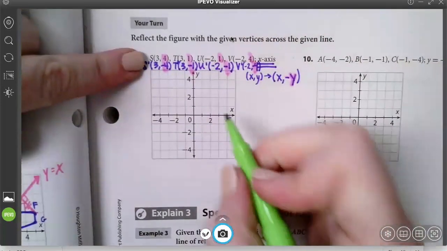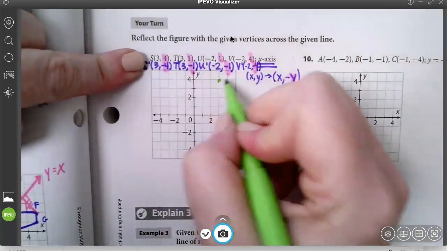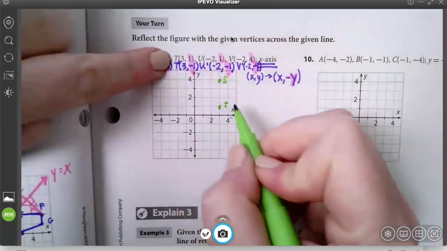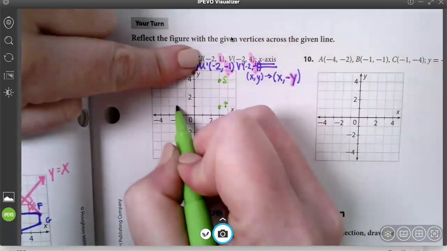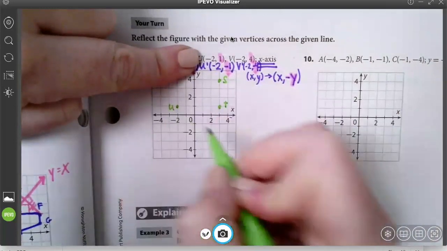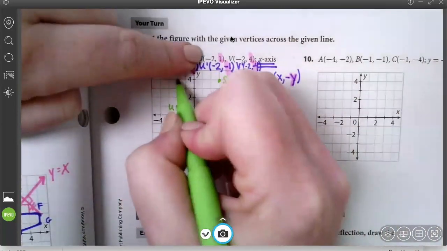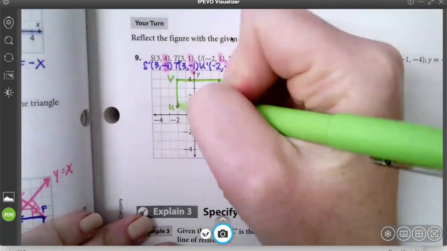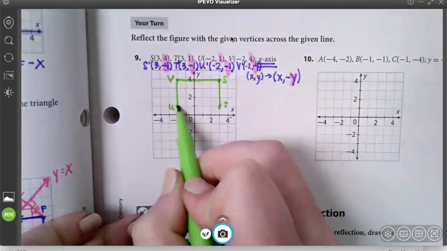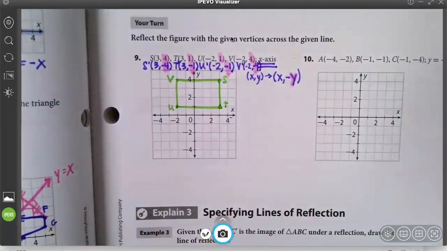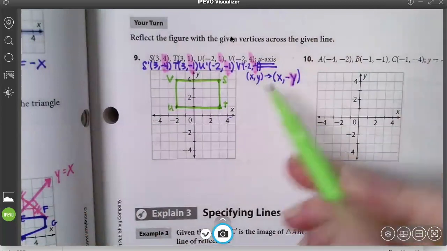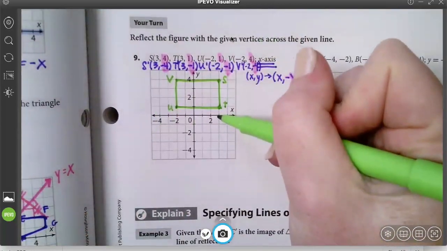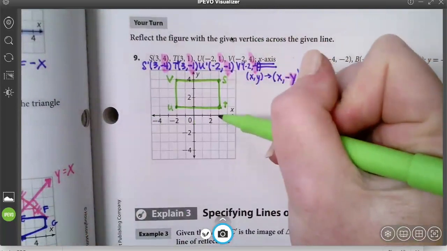So S is at 3, 4. T is at 3, 1. U is at -2, 1. V is at -2, 4. So you can see this is a rectangle. And if we are flipping this across the x-axis, then S prime is at 3, -4. So see, we're still on the same x value, but instead of going up 4, we're going to go down 4.